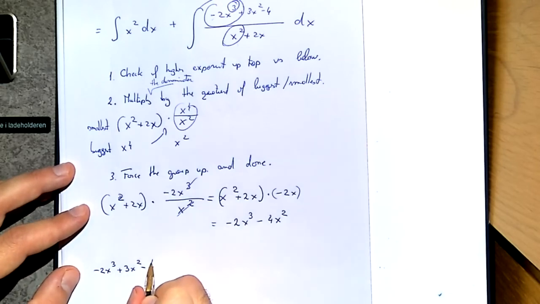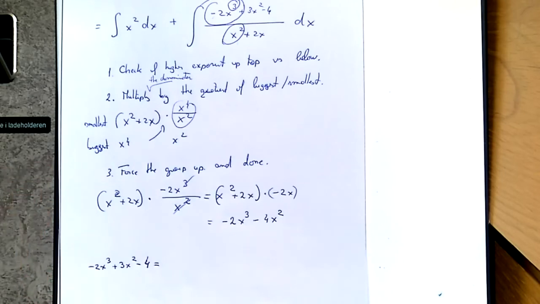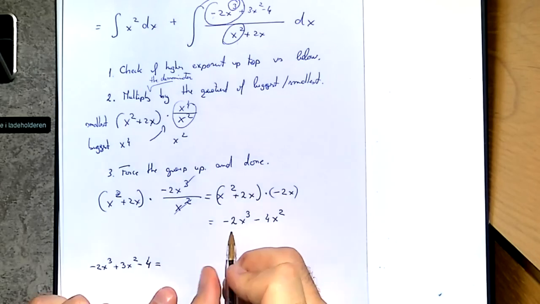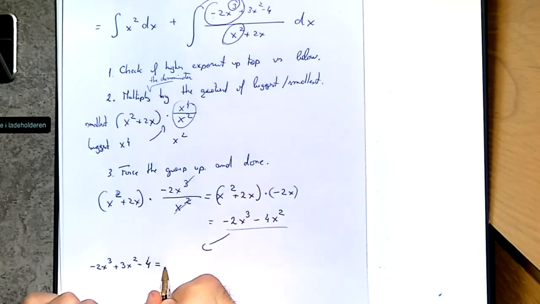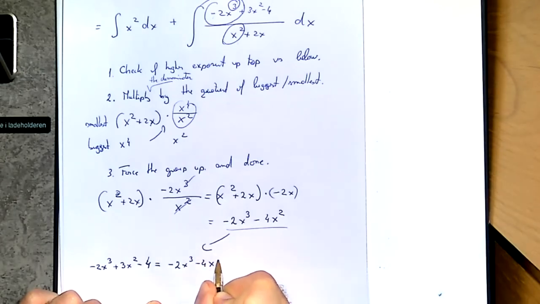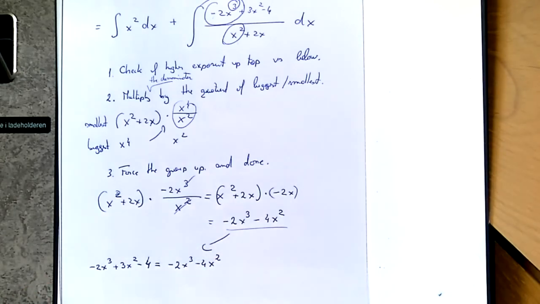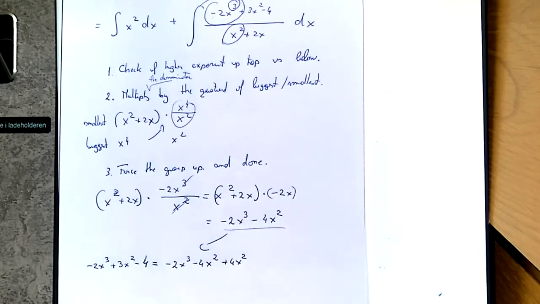Okay. And this is equal to, and I said, force the group up. So what does it mean to force the group up? I copy this. So I copy it, minus 2x to the third minus 4x squared. Now I just add 4x squared here, and I copy the rest.